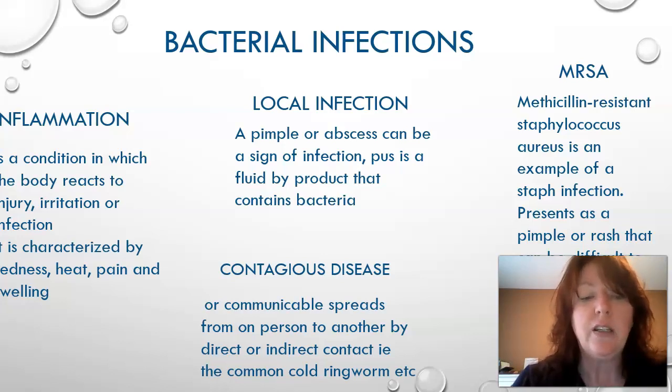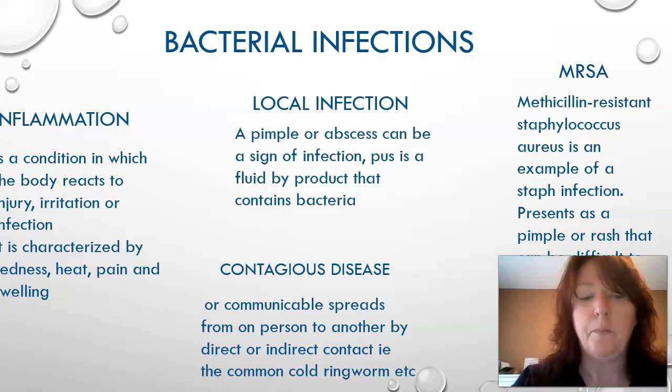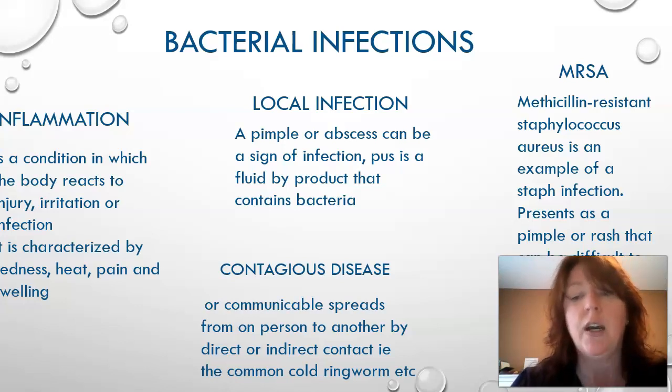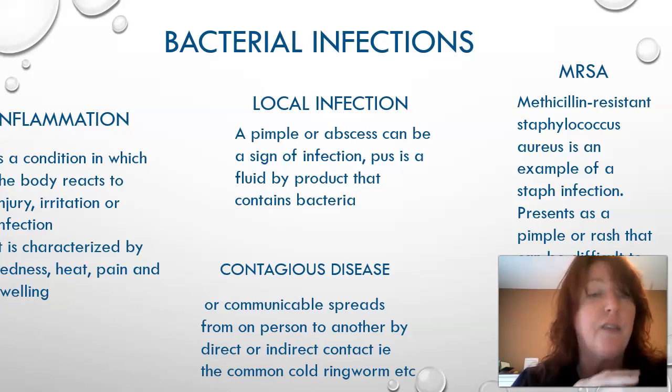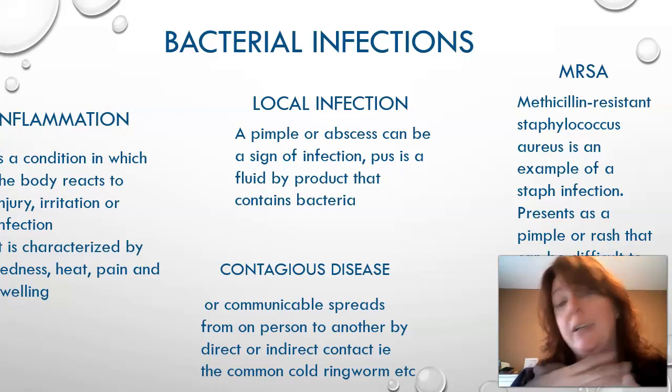A contagious disease, or communicable, is basically what COVID is. It spreads from one person to another by direct or indirect contact, like the common cold or COVID. MRSA, so methicillin-resistant staphylococcus, is an example of a staph infection. It presents like a pimple-type rash. It's really difficult to cure. It can actually become systemic and cause death if it's not treated properly. A staph infection is actually a really dangerous bacterial infection because it gets into your blood.